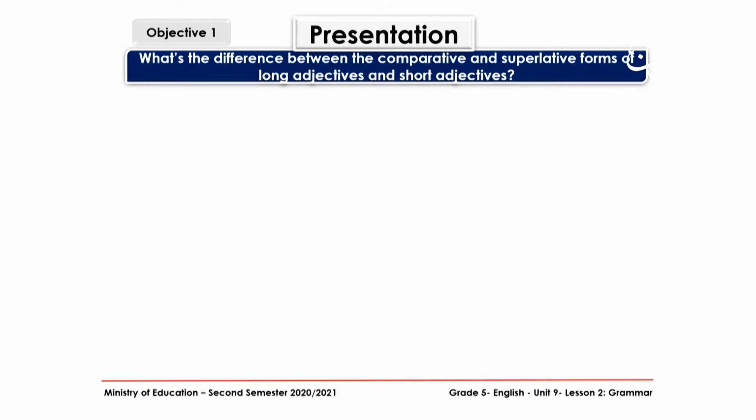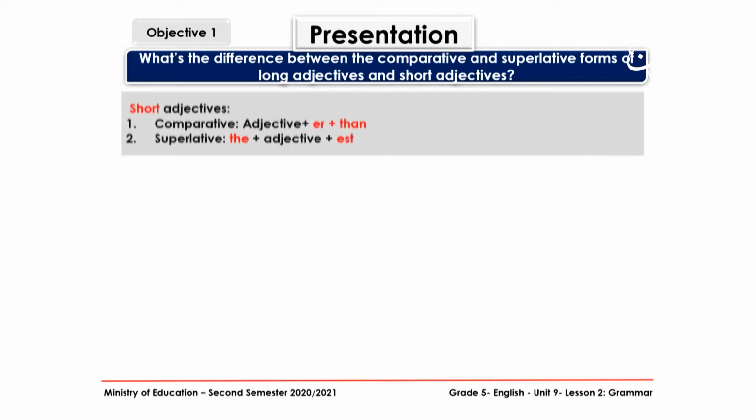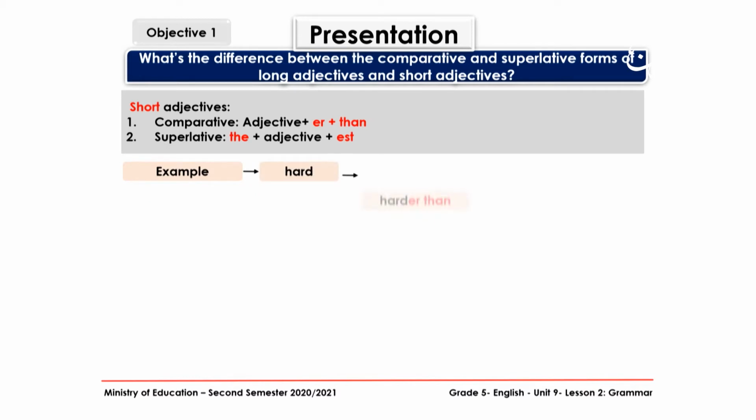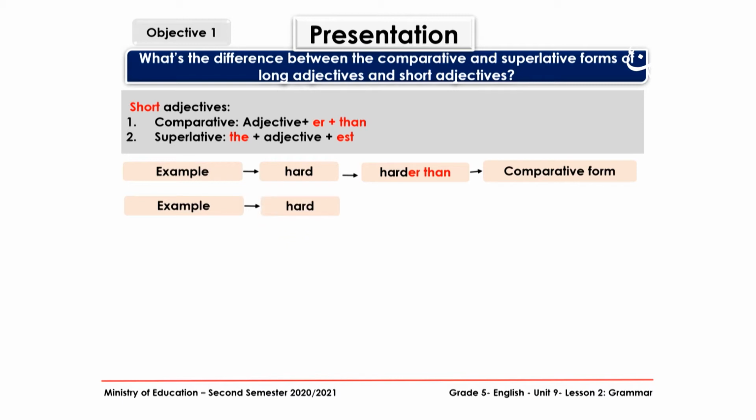Now, what's the difference between the comparative and superlative forms of long adjectives and short adjectives? For the short adjectives, the comparative form is adjective plus er plus than. Superlative, the plus adjective plus est. For example, hard, harder than. Comparative form. Another example, hard, the hardest. Superlative form.